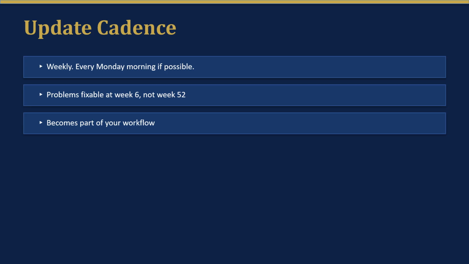How often should you update it? Weekly, every Monday morning if possible. Why weekly? Because costs come in all week, so by Friday or Monday you have the fullest picture. Because a problem discovered at week 6 is fixable, but the same problem discovered at week 52 is a write-off. Because it ties directly to your weekly job meetings with project managers, and because it becomes part of your rhythm. Not another manual task tacked onto an already full schedule. Weekly is the sweet spot.